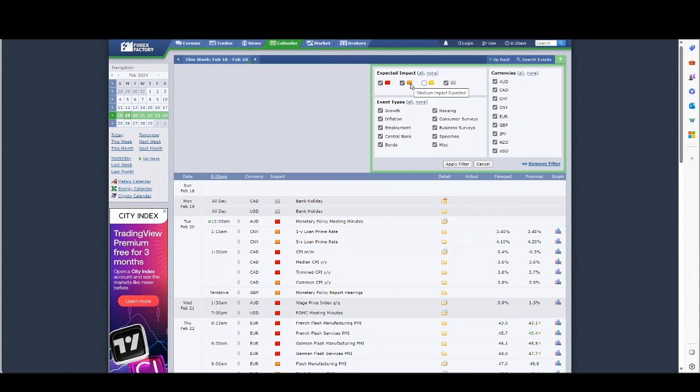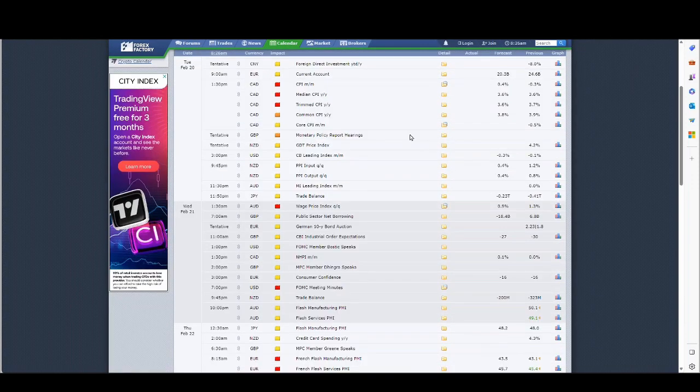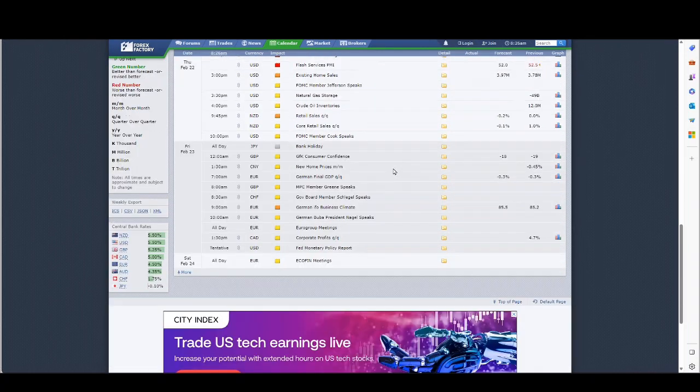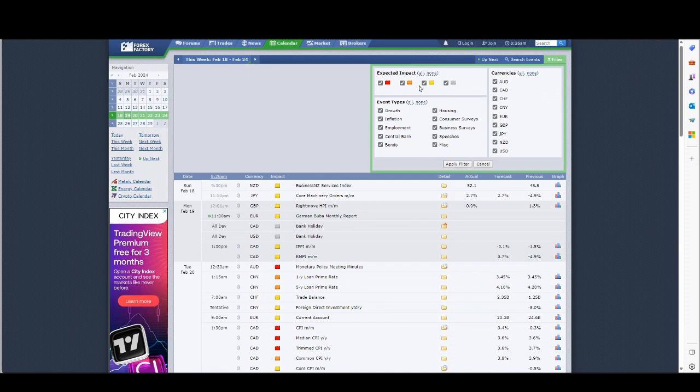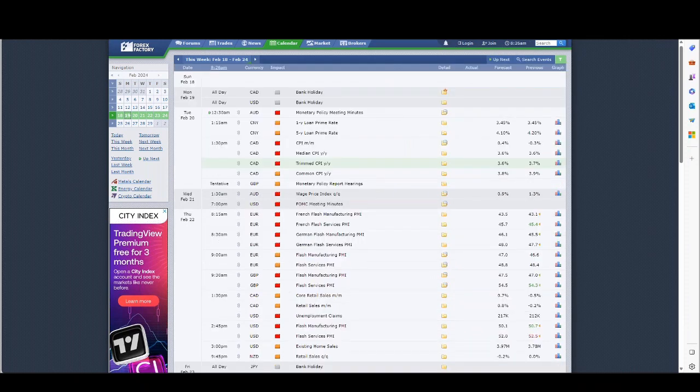Also, we look at the medium impact ones. The low impact ones, and also the non-economic ones like holidays, we like to know what's going on in those as well. But if we select the low impact ones, look what happens to all the data coming out. This is a quiet week, and there's just too much to digest. You will immediately say, well, which ones do I look at? There are far too many. Well, we just look at the high impact and some of the medium impact ones.